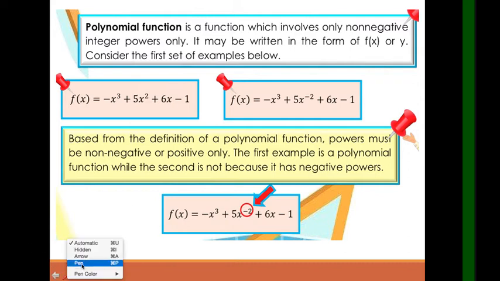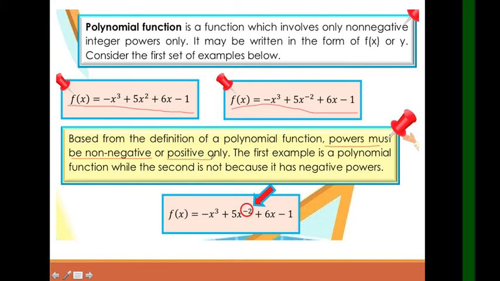The first one is f of x equals negative x cubed plus 5x squared plus 6x minus 1. The second is f of x is equal to negative x cubed plus 5x raised to negative 2 plus 6x minus 1. Based from the definition of polynomial functions, powers must be non-negative. I repeat, powers must be non-negative. Or should I say, positive only.